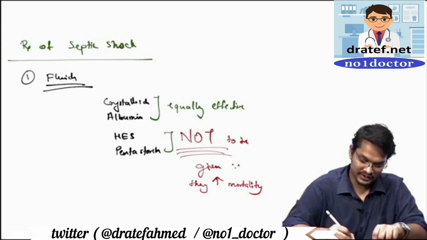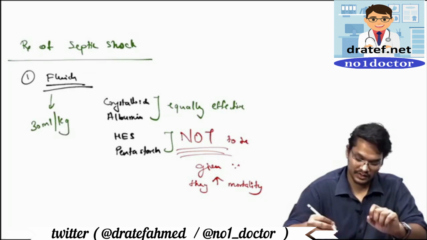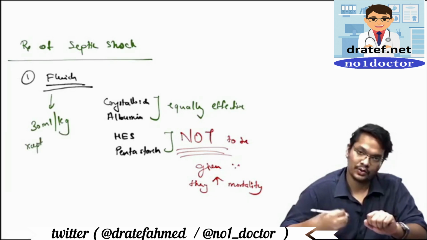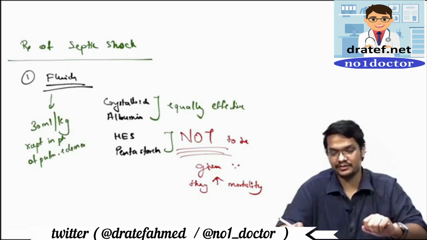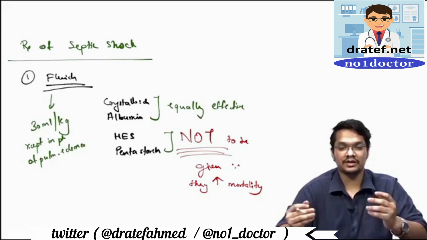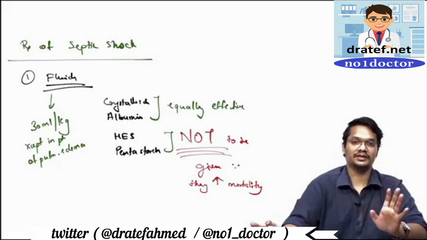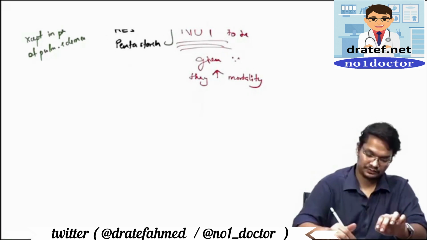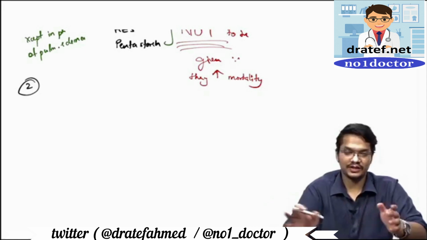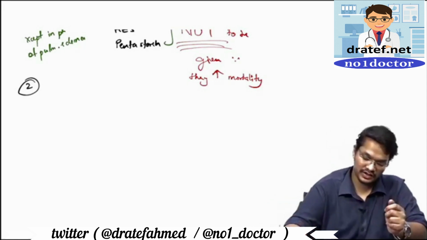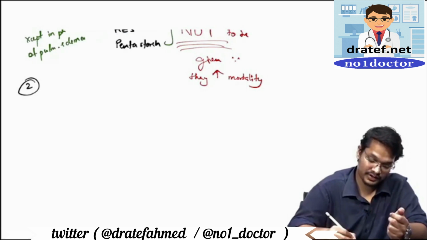And we give these fluids at a rate of 30 ml per kg, except for an obvious contraindication in patients of pulmonary edema. If the patient is in pulmonary edema, you need to restrict the fluids. But if not, then you can give the patient boluses of 30 ml per kg easily. Okay. Now, the second thing in these patients, vasopressors we give as and when required. But the most important thing in these patients of septic shock, apart from fluids, is antibiotics.